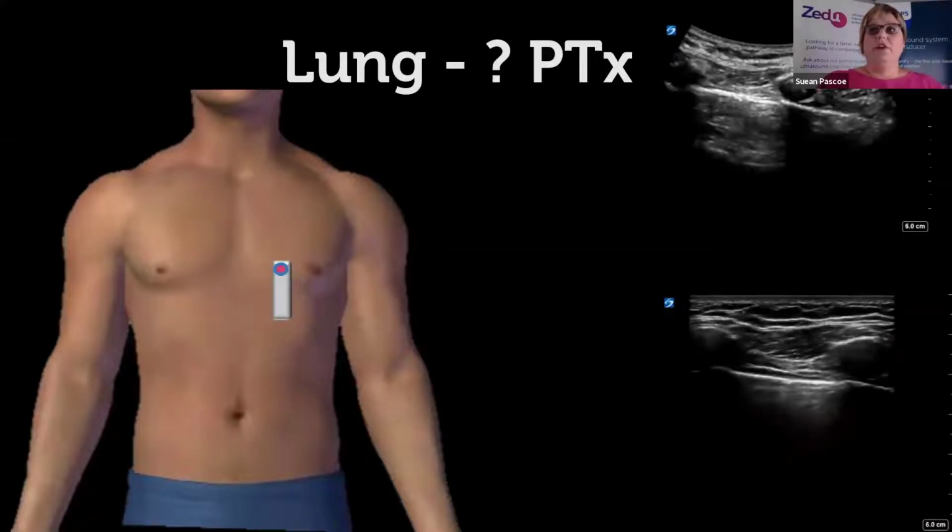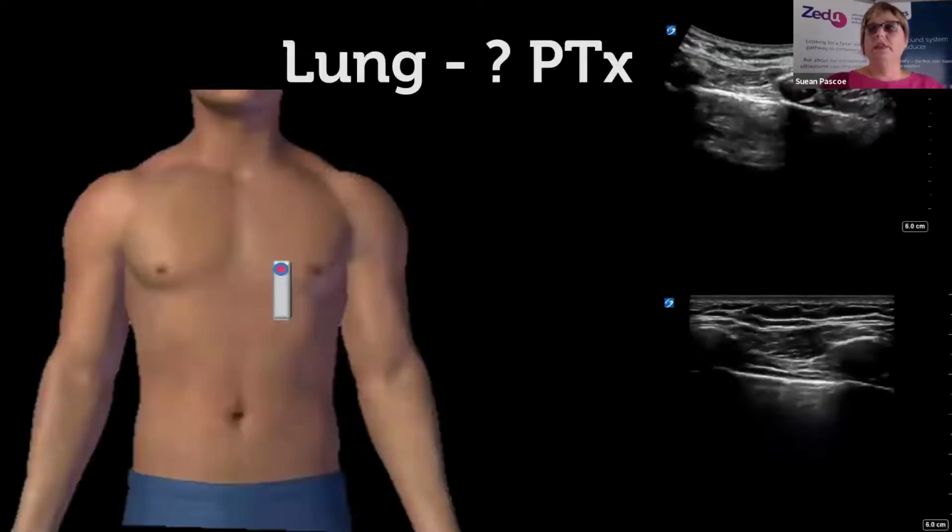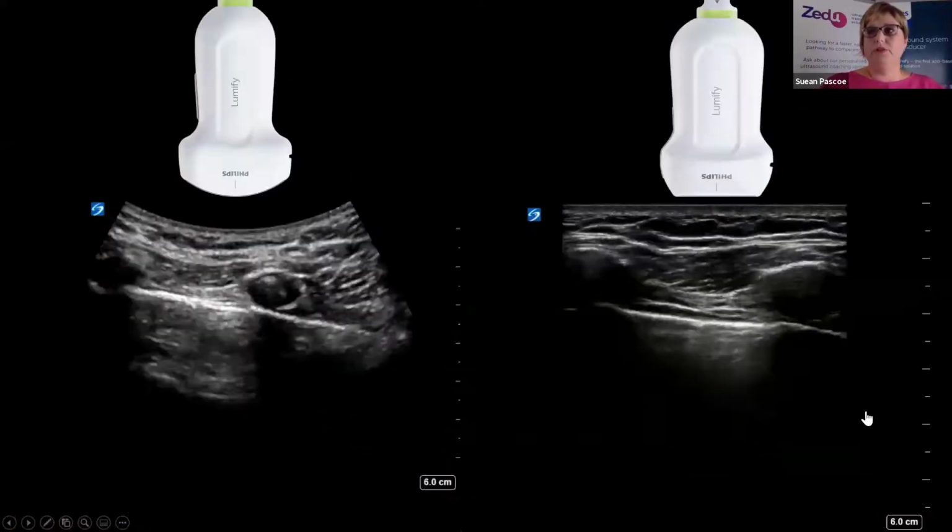You can use either the curved or the linear probe here. If you're in a hurry, the curve is certainly going to do you well. I'm not a big fan of the phased array for looking at the lung. I think the near field resolution is not good. It's designed to go deep, so it doesn't give you such great pictures. But if you only have one probe or you're in a real hurry, the curved probe will get you really adequate pictures to determine if there's a pneumothorax. But of course, the linear probe is the preferred option.